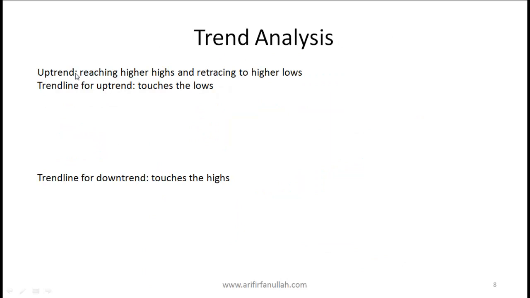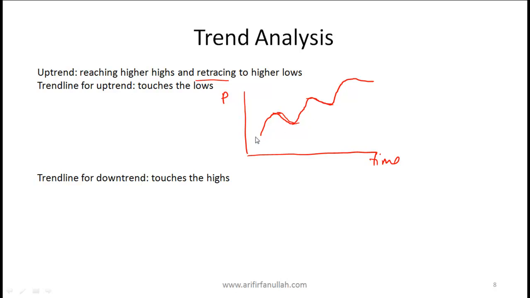Trend analysis. An uptrend means that a stock is reaching higher highs and retracing to higher lows. So let's look at an example. Again, we would plot the price against a time dimension. If you have a stock that's going up, then coming down means retracing, and then going up again and then coming down. So if you have a stock that's operating like this, notice that it is reaching new highs and then retracing to lows, but every time it retraces to a higher low.